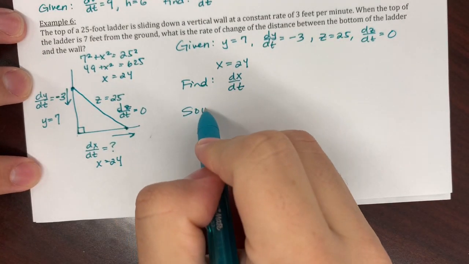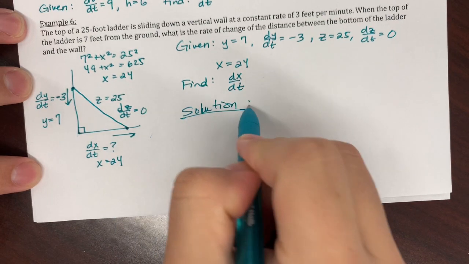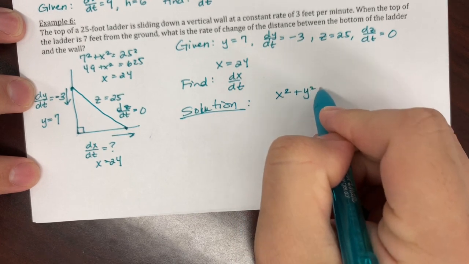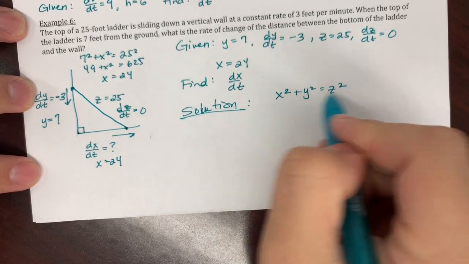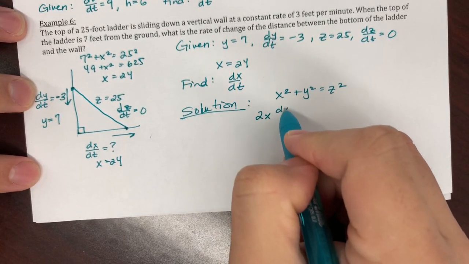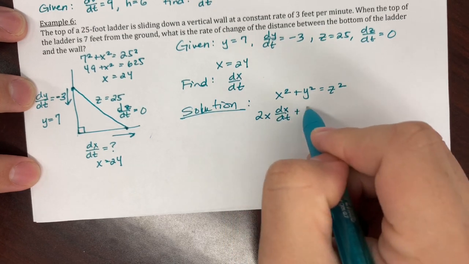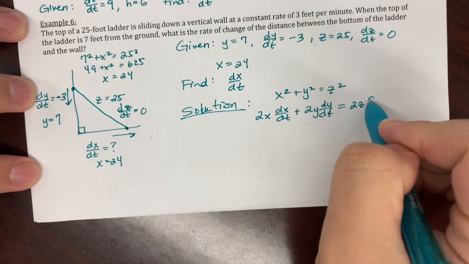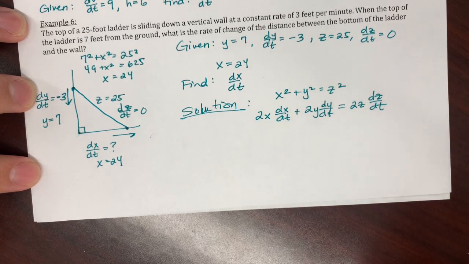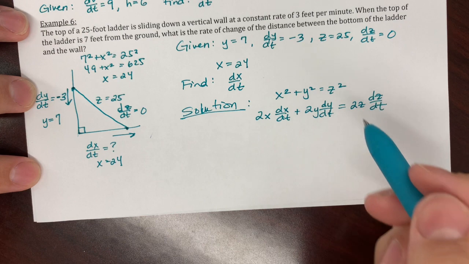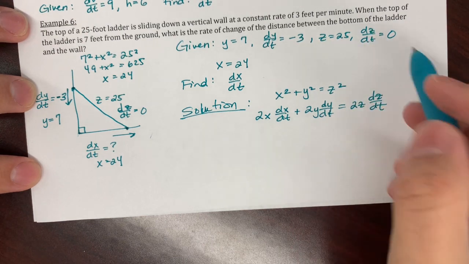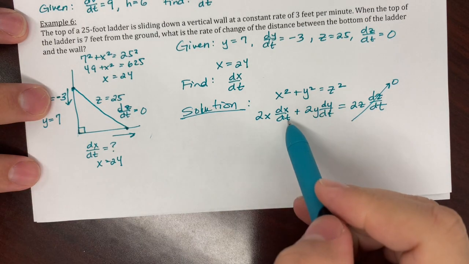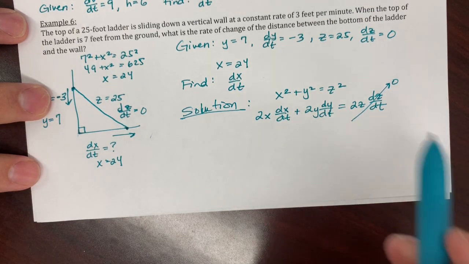So now as far as my solution, I'm going to go ahead and write out my formula. I have x squared plus y squared equals z squared. I derived this. I have 2x dx over dt plus 2y times dy over dt is equal to 2z times dz over dt. I can make this a little bit shorter. If I know that dz over dt is equal to 0, that cancels out and becomes 0. And then we can just plug in everything else that we know.